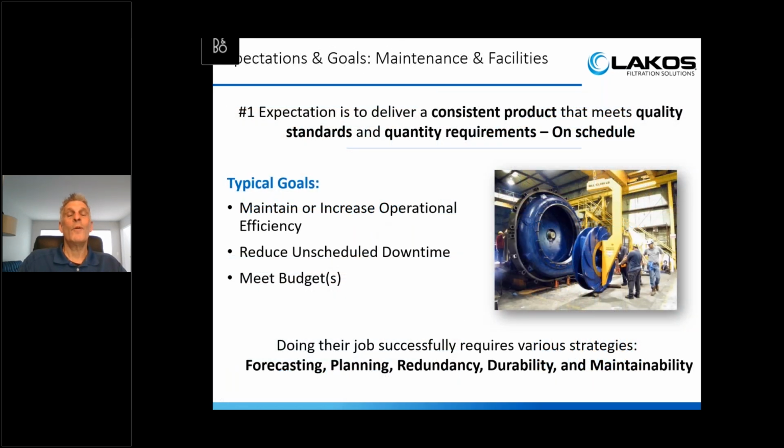The goal, or number one expectation, of any maintenance team at a facility is to deliver consistent product that meets quality standards and quantity requirements on schedule. Typical goals of most maintenance teams in a manufacturing facility include maintain or increase operational efficiency, reduce unscheduled downtime, and meet budgets. Doing their job successfully requires various strategies, which include, but are not limited to, in most cases, forecasting, planning, redundancy, durability, and maintainability.